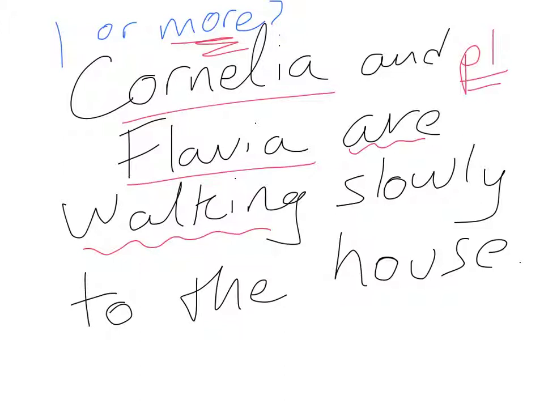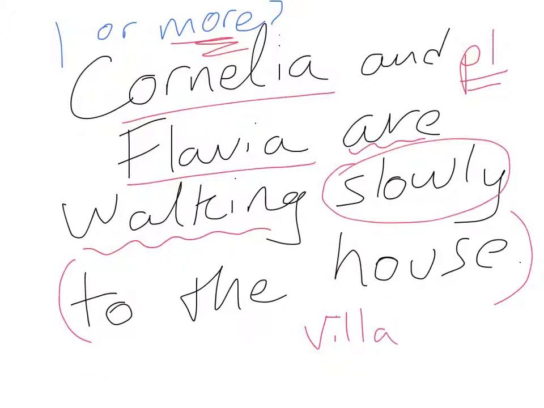The second thing I'm going to do is look for any of those tiny little phrases that might trip me up. One of them is going to be to the house, or to the country house. We'll use the word "via" there. And another one is going to be slowly. So I'm paying attention to slowly and to the country house. Now, for translating Cornelia and Flavia, take a second and pause the video, and see what you come up with.